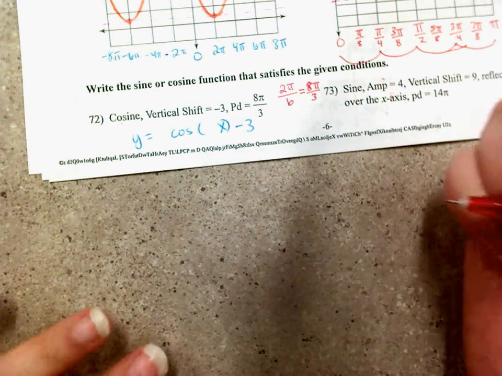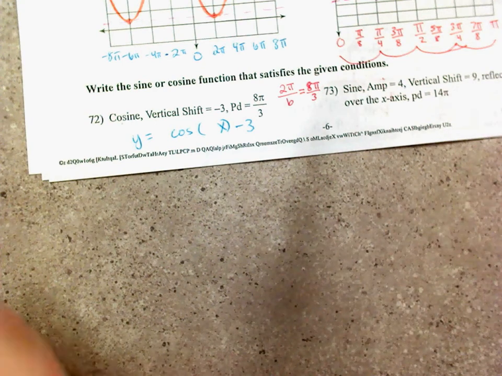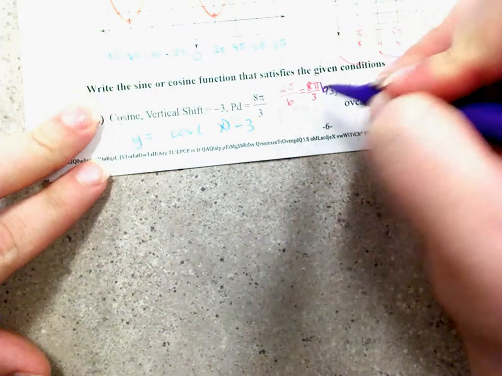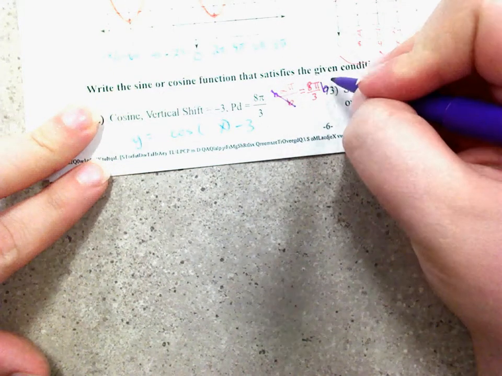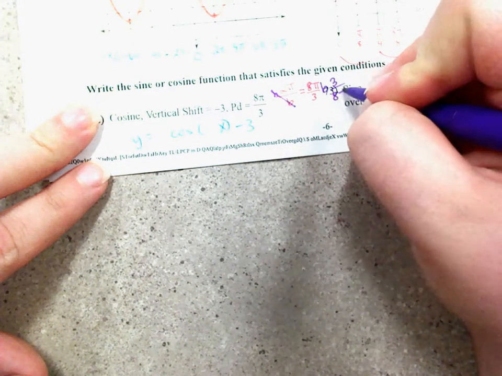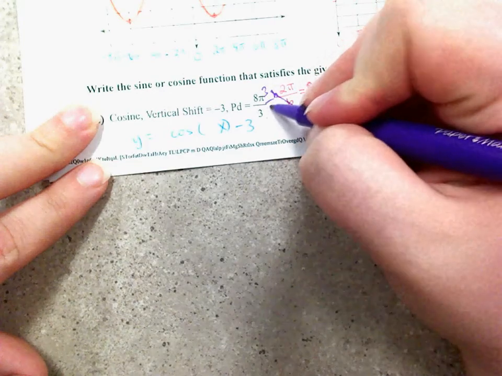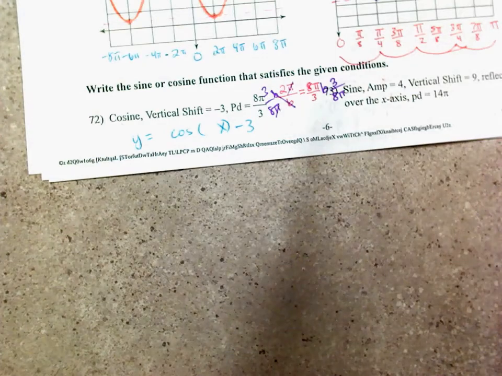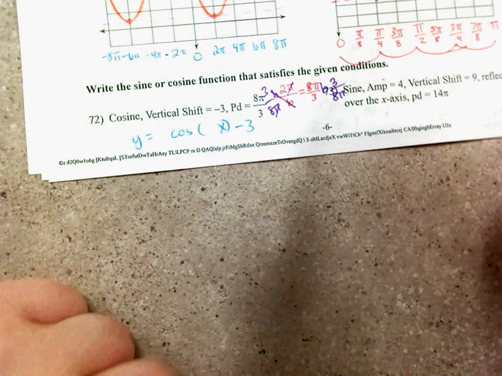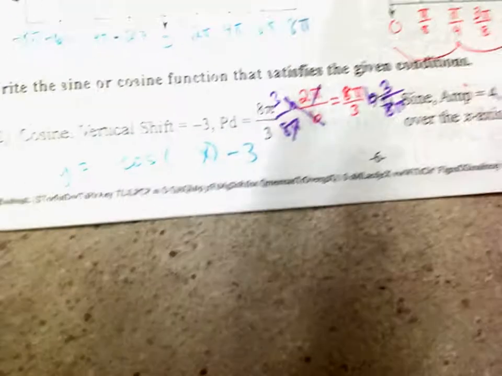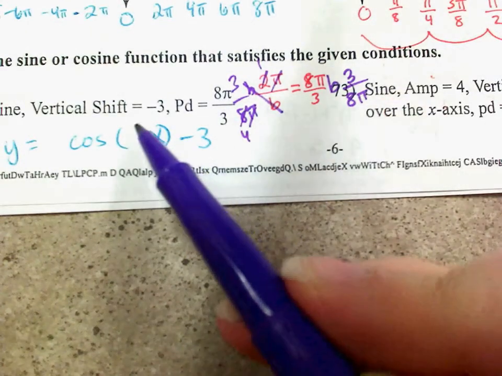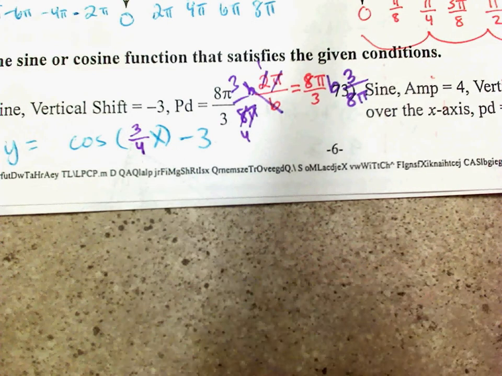Okay. Now, what are we going to do? I mean, what do we do every single time? You multiply by b, and then you multiply by 3 over 8 pi, the reciprocal. Pi's cancel out. Do 2 and 8 simplify? Yep. So 2 and 8 simplify to 1 and 4, so it's 3/4. And there you go.